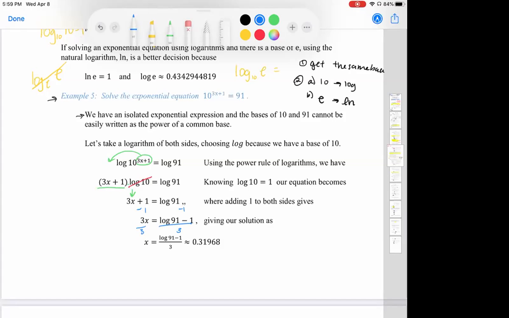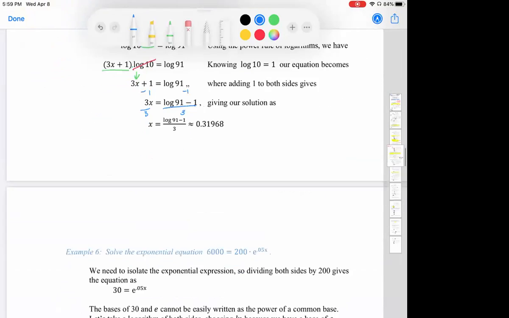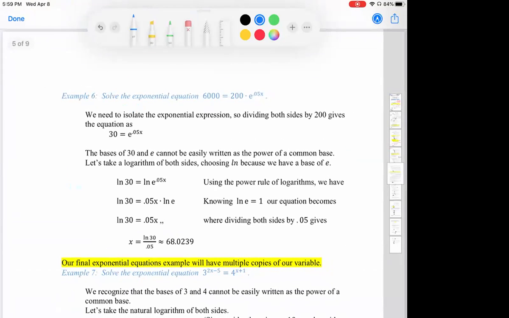And then we have to use our calculator. So we type in log of 91 equals minus 1 equals divided by 3, and get 0.3196804641. You can round to whatever decimal point your instructions say. If it doesn't tell you, you can pick whatever you like. Round to two decimal places, three decimal places.